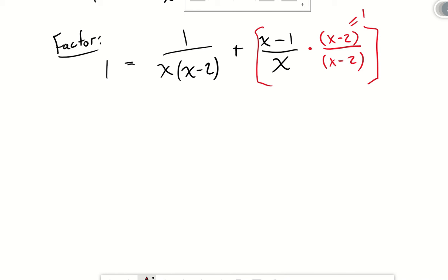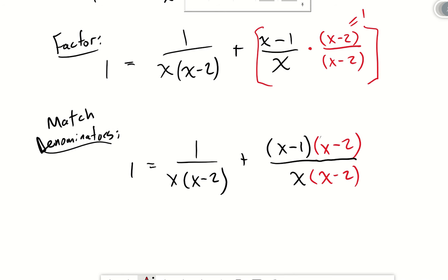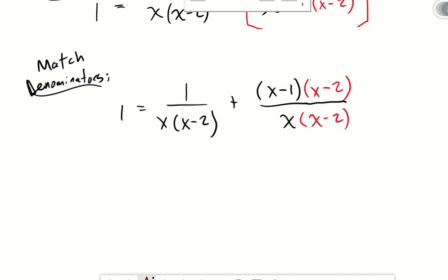And what that's going to do is give me a denominator that matches this one. So I guess what I would call this step is match denominators. So that leaves me with 1 equals 1 over x times x minus 2 plus x minus 1 times x minus 2 over x times x minus 2. So now I have matching denominators, and I can say, well then 1 equals 1 plus this.